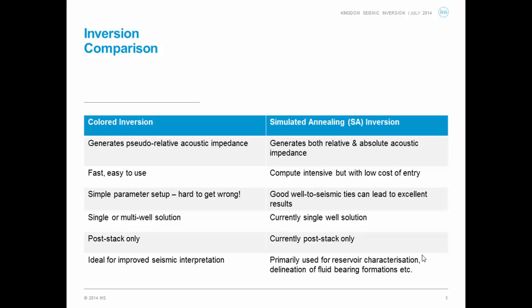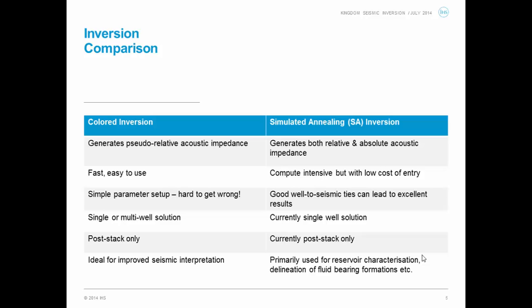Simulated annealing, or SA for short, generates both relative acoustic impedance and an absolute acoustic impedance. The values of absolute acoustic impedance are the values of the velocity multiplied by the density. As mentioned, the absolute acoustic impedance has the wavelet removed and represents layer elastic properties rather than interface properties.